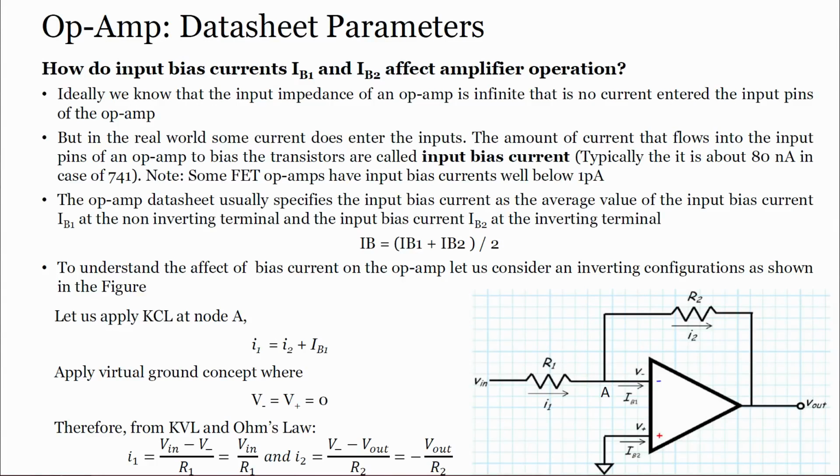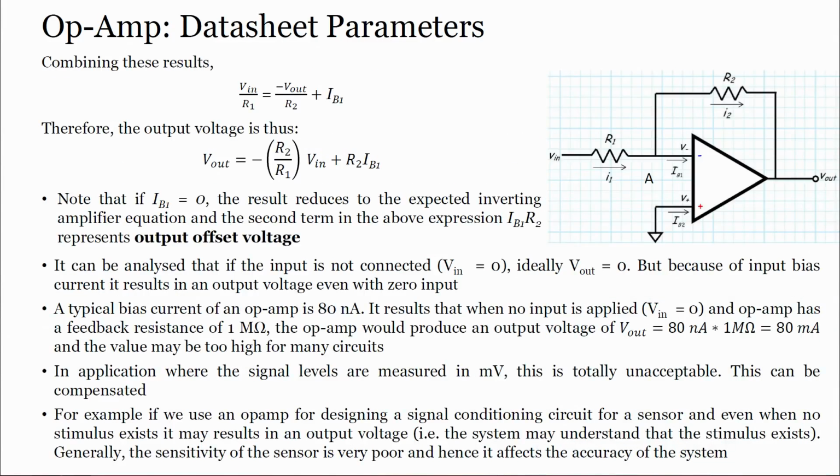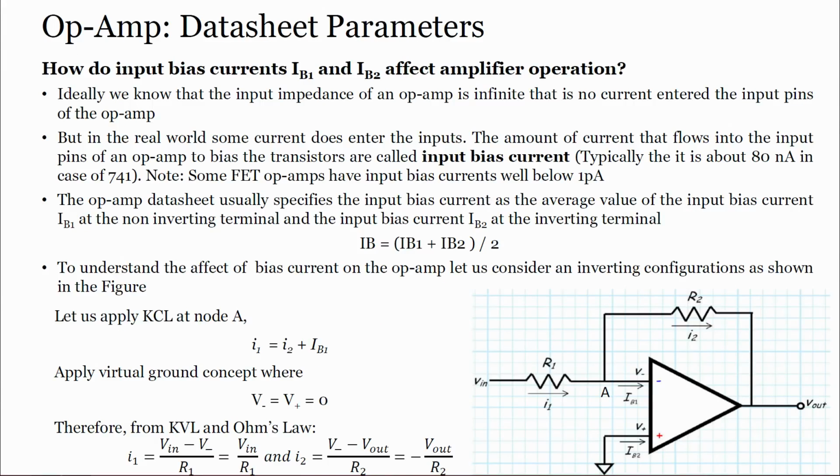Now, we then found that the input bias currents affect the amplifier operation, and we took an example of how the input bias currents IB1 and IB2 affect the operation. We will just skip this, you can look at my earlier course and see how exactly the input bias currents IB1 and IB2 affect the operational amplifier operation.